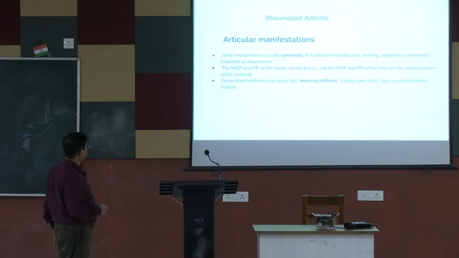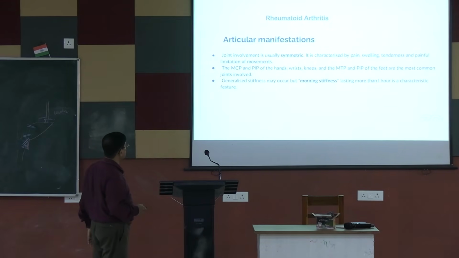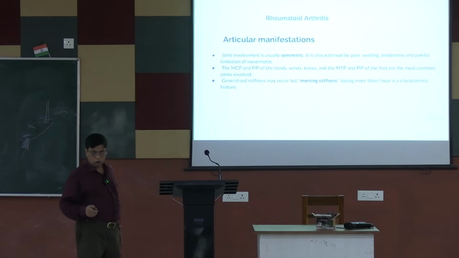So, the joint involvement is symmetric. It is characterized by pain, swelling, tenderness and limitation of movement. All the signs of inflammation I have already told. Then the metacarpophalangeal joint and proximal interphalangeal joint. The MCP is the metacarpophalangeal joint and the PIP is the proximal interphalangeal joint of the hands, wrist, knee, and the metatarsophalangeal joint and the proximal interphalangeal joints in the foot are also involved in this disease.